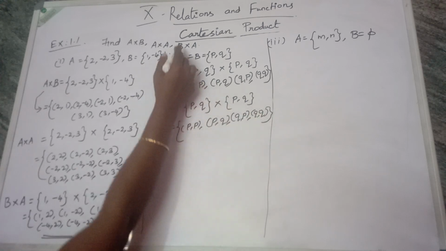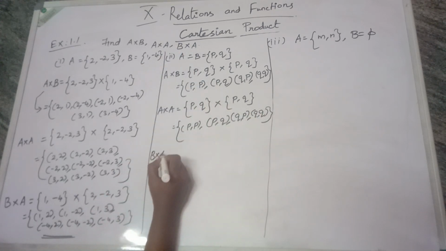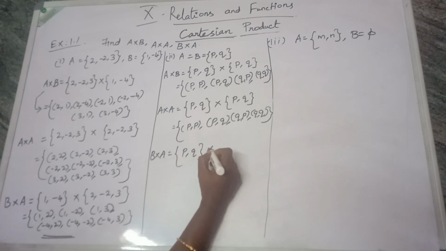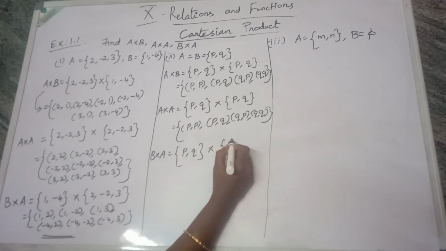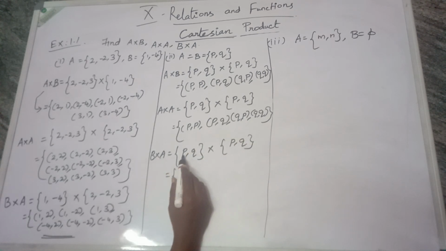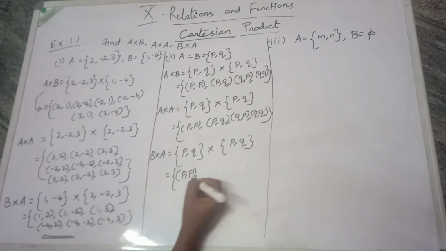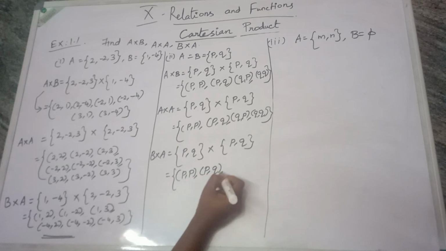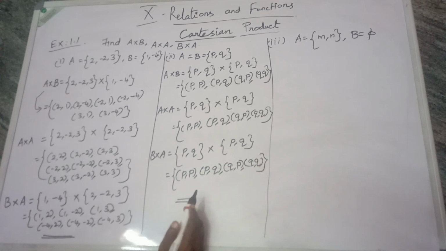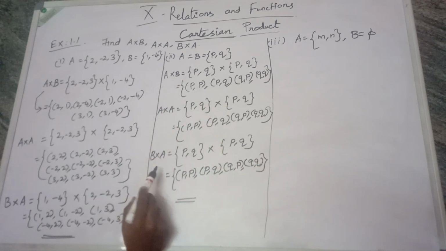This one finished. Then B cross A. You have to write the set B, P comma Q, cross the set A as P comma Q, because both sets are equal sets. So you have to write the Cartesian product. Like the previous steps, the same will come: P comma P, P comma Q, Q comma P, Q comma Q. Okay, that's all. In this problem, see that A cross B and B cross A both are equal.